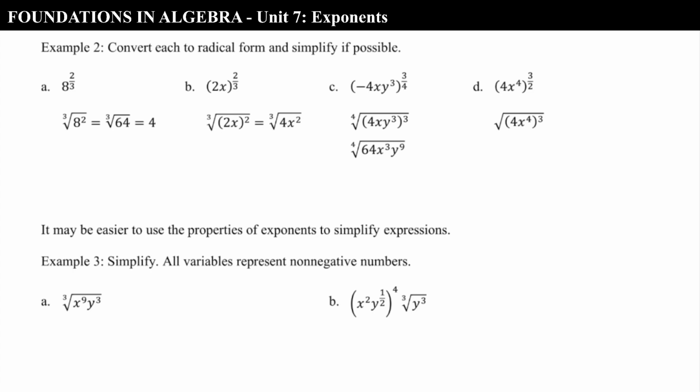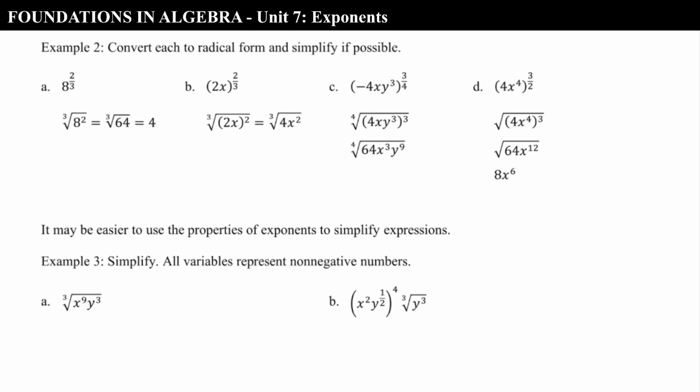For d, we're going to take the square root of 4x to the fourth quantity to the third, and then we're going to take 4 to the third power, and then use the power rule. 4 times 3 gives us 12, so x to the 12th. So we've got the square root of 64, x to the 12th. The square root of 64 is 8. The square root of x to the 12th is x to the 6th.